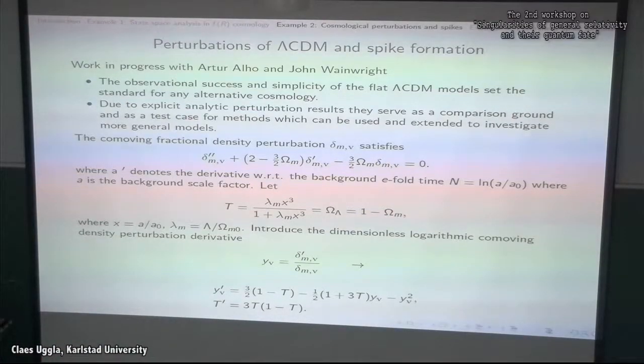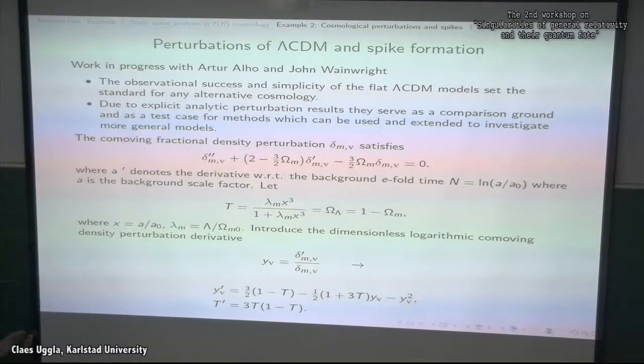So this is also work with Arthur Arlo and John Wainwright. We have done this for multiple fluids, scalar fields, for an increasingly complex set of problems where we can use dynamical systems methods to describe perturbations. John Wainwright and I have also solved the problem in terms of analytic functions and a quadrature up to second order for lambda CDM explicitly for the first time. Also for the super horizon limit. We have not published this yet.